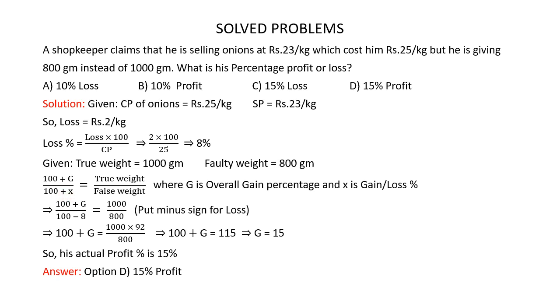Now substituting all these values in the formula, we get (100 plus G) divided by (100 minus 8) is equal to 1000 divided by 800. On cross multiplication and solving, we get G is equal to 15. So his actual profit percentage is 15%. So the correct answer is option D, 15% profit.